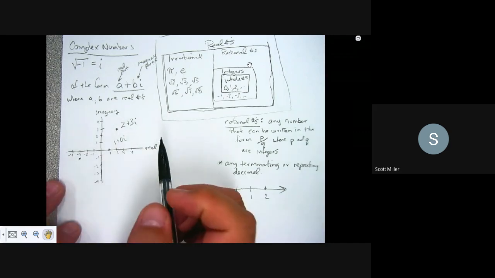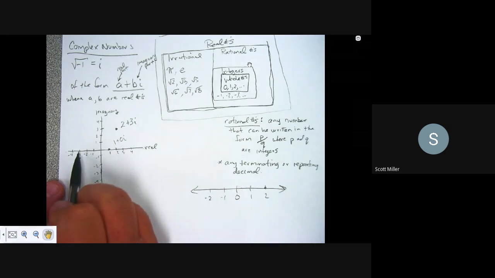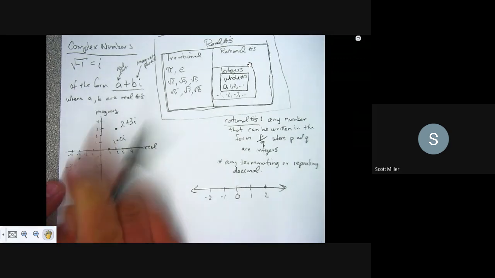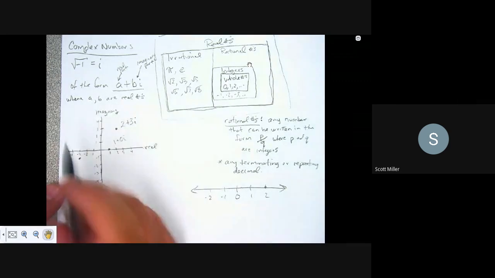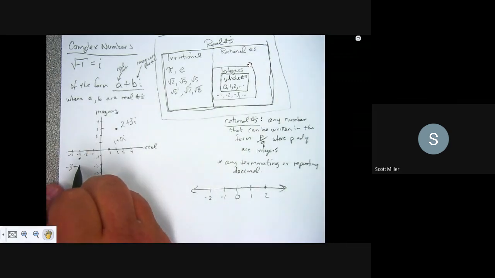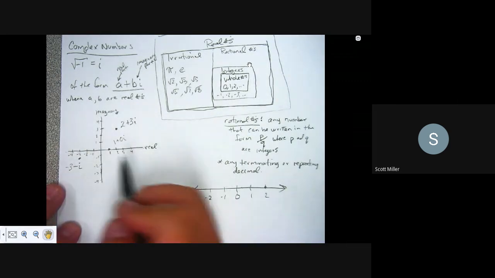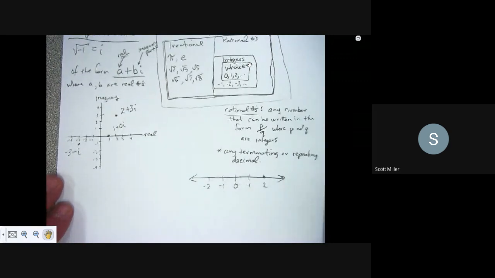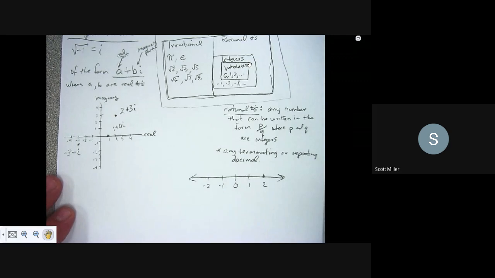So this point over here, if I put a dot right here, would represent the point -3 on the real, -1 on the imaginary. So I'd write -3 minus i, and that would be the name of that point. So that's the graphing stuff. This is how I would represent a complex number on a graph.